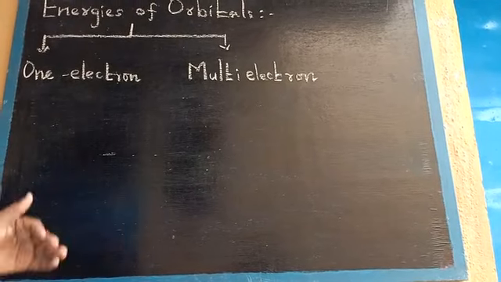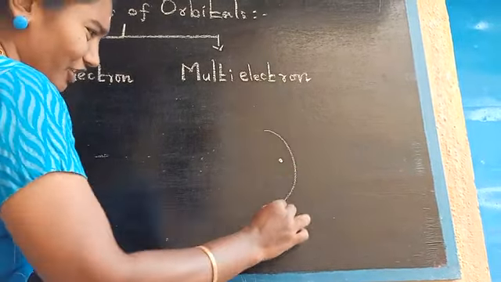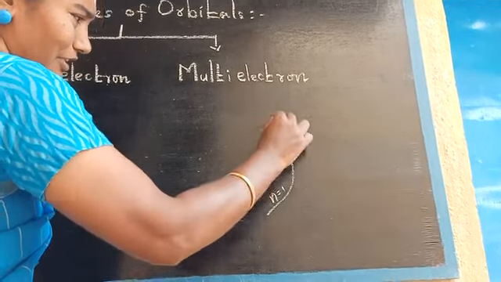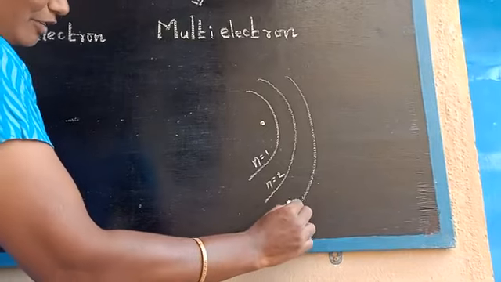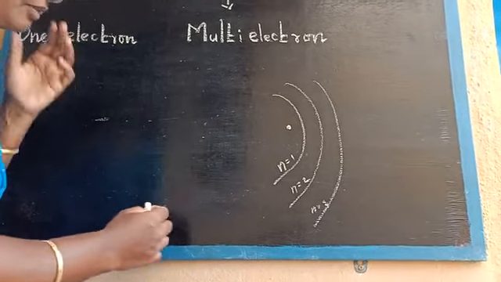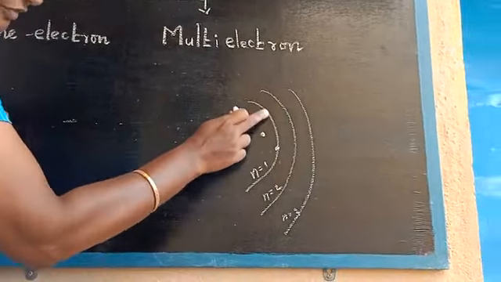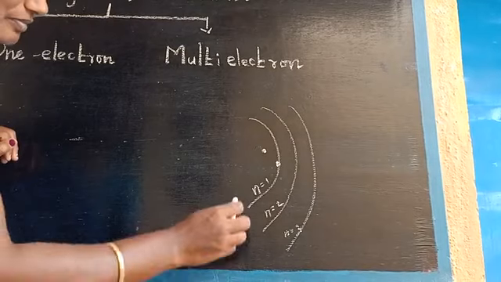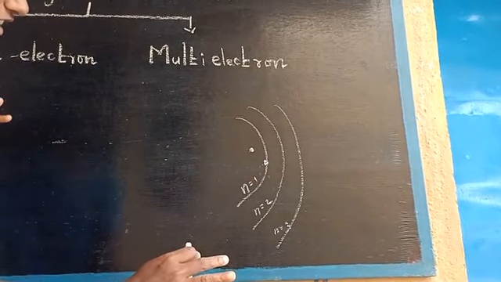So center nucleus, first shell. Here it is closer to the nucleus. Now n is equal to 1. Next one n is equal to 2 and n is equal to 3. Now talk about the electron. The first shell electron is present. It has some amount of energy. Now it is closer to the nucleus, so more attraction takes place.